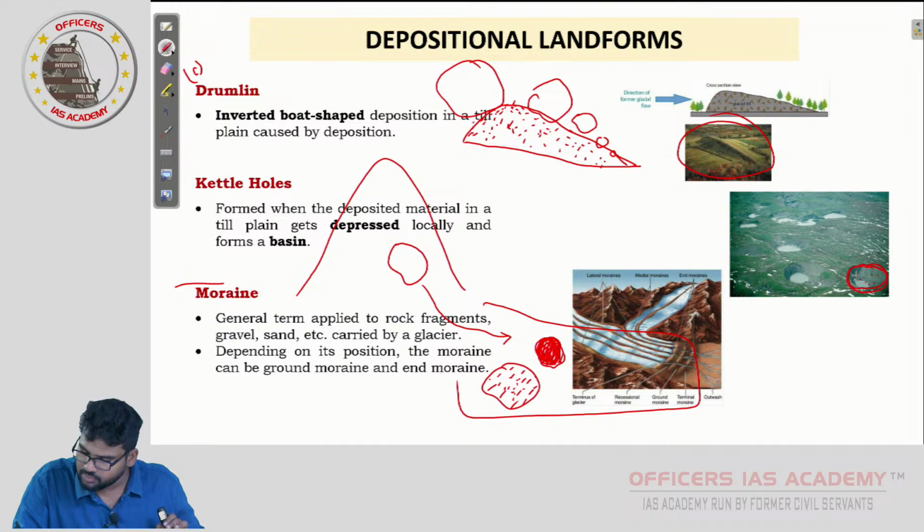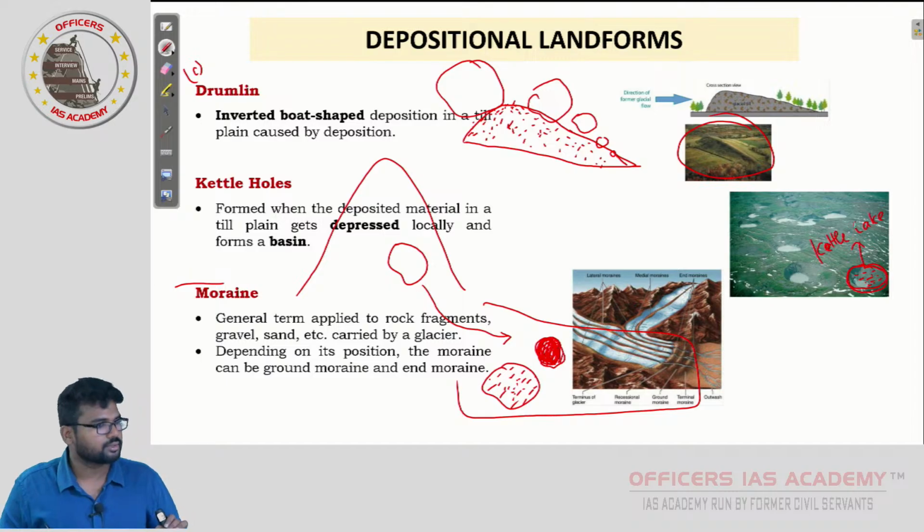Now when the depression is filled with water, we simply call it a kettle lake. So kettle hole, kettle lake. Again it is a depositional one. In the outwash plain, it happens because of the deposition of the glacier.